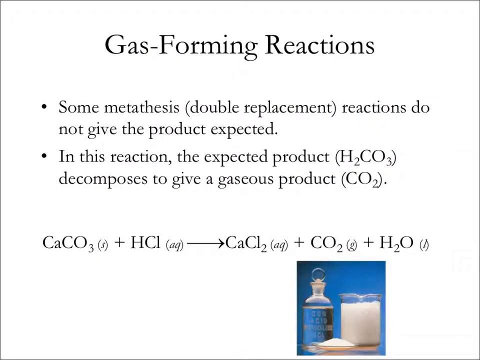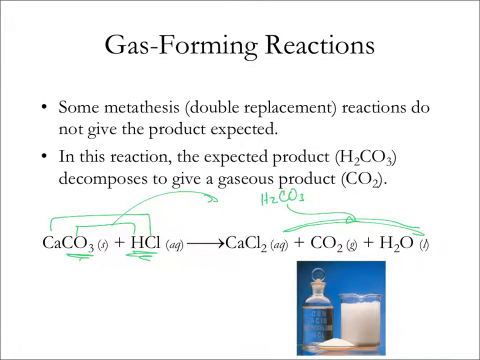A couple last things about precipitation reactions or these double replacements. Some double replacement reactions don't give you what you'd expect from that swapping of ions. If you have a compound that's a carbonate reacting with an acid, if you just did the straight swapping, you'd say, okay, calcium chloride and then carbonic acid, which is H2CO3. H2CO3, carbonic acid, is not very stable, so it's going to break apart right away, and it's going to give you CO2 and H2O. You did a reaction similar to this in the physical chemical changes lab.